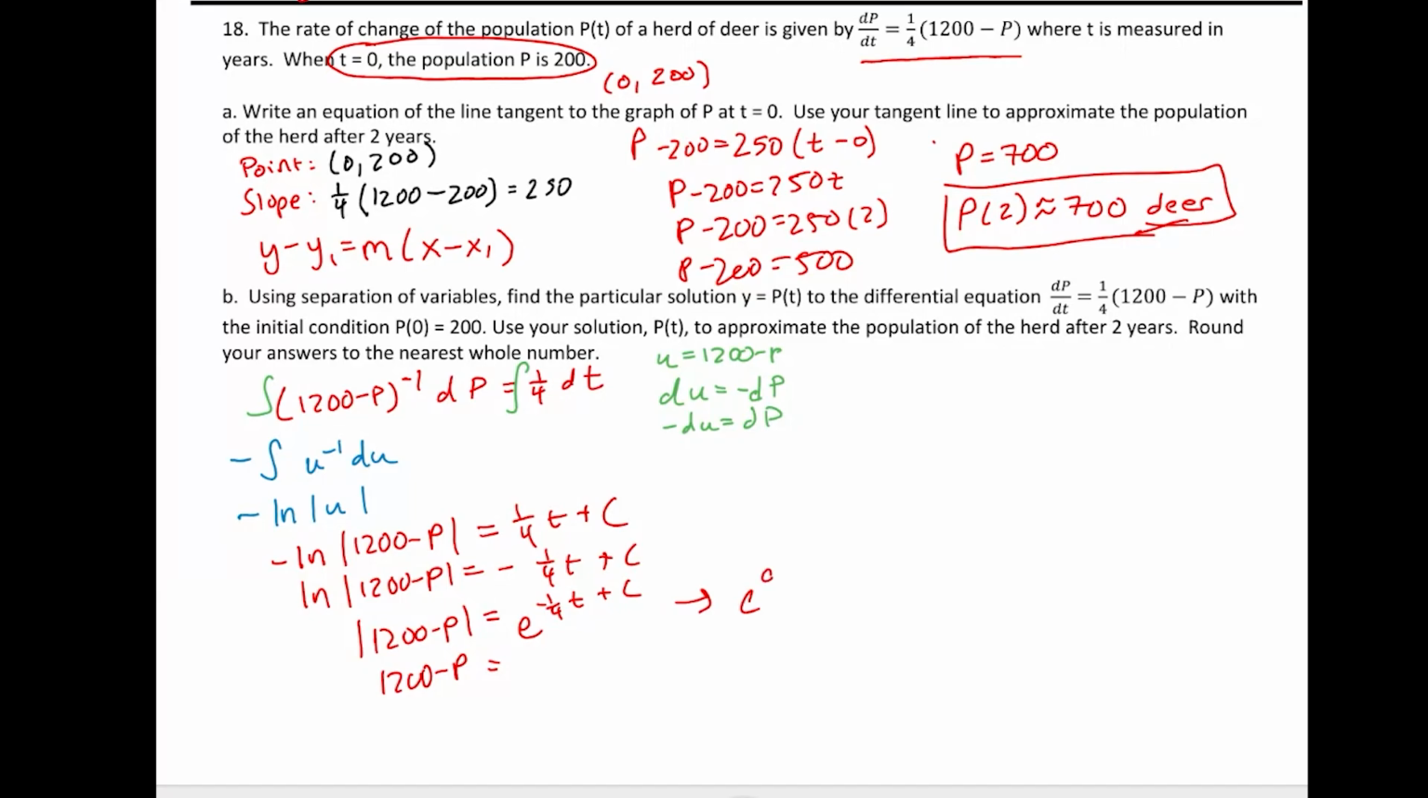Okay, when I have e to the a plus b, that's equivalent to e to the a times e to the b. So in this case, if this is my a and this is my b, I can split that up and rewrite this as e to the negative 1/4 t times e to the c. Now this e to the c is just going to be a constant, so I'm going to actually call it c again, but I'm going to write it like this: 1200 minus p equals c, which is a different c than we had before, so it did get modified, so I don't really want to do any other c's except for starting from here. c times e to the negative 1/4 t.